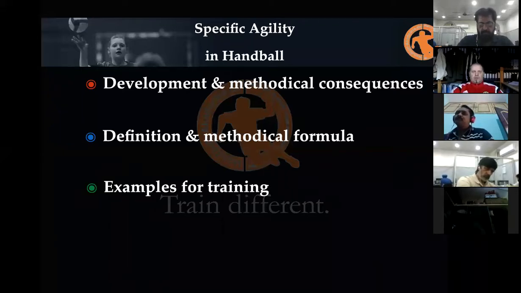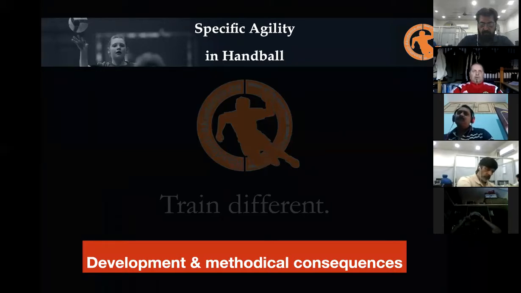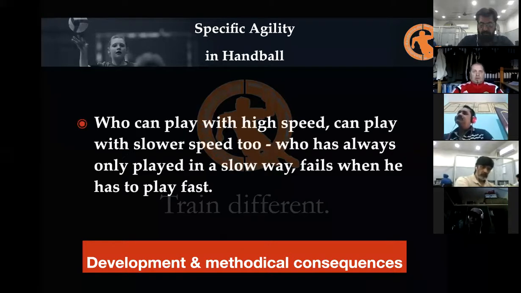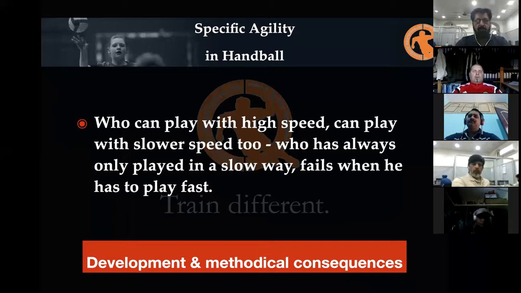Starting with the first slide of chapter number 1, we talk about the development of handball. Handball is a game that is played with high speed, hopefully. This is one of our 10 instructions, which you may remember from the first presentation. We said if the players can use high speed, they can slow down the speed from time to time if they want. But if they always trained to play in a slow way, they fail if they want to play fast. So in our general concept of educating the players, we have to focus on a high-speed game, a fast game, because this is something we can use in competition, but we are not forced to use it.